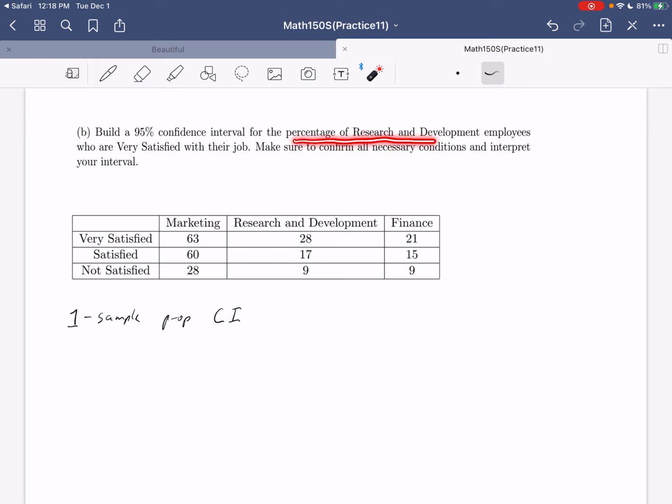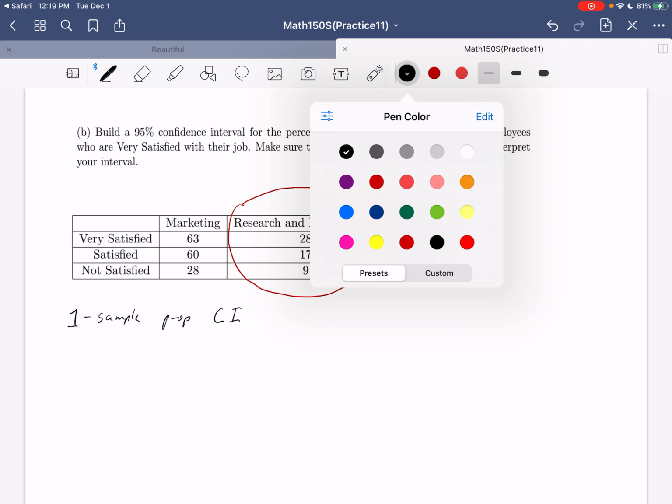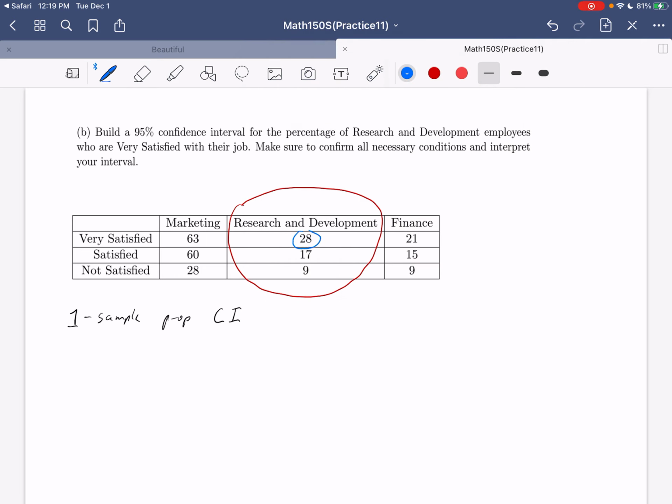Notice that it's just about the percentage of research and development employees. So that means we're going to be focusing our attention just on this here. Also, remember that when working with a confidence interval for proportions, we have to have it be binomial, meaning successes and failures. So in this case, we're looking at the employees who are very satisfied with their job. That means that people who said that they were very satisfied are going to be viewed as the successes, and everyone else, regardless of if they said satisfied or not satisfied, are going to be viewed as the failures. So we're going to be sort of grouping our information like that.